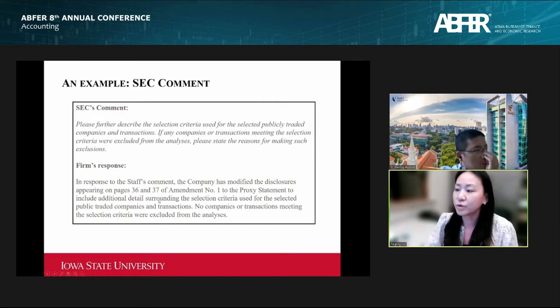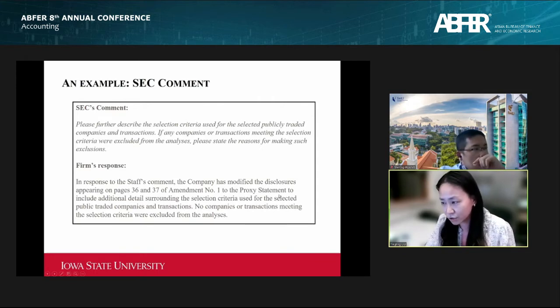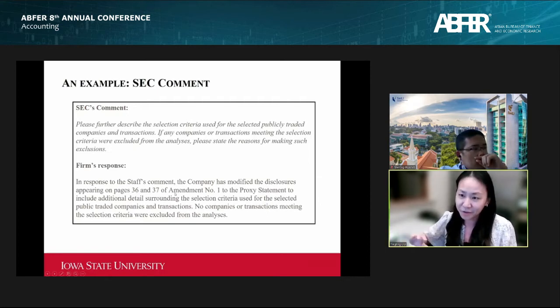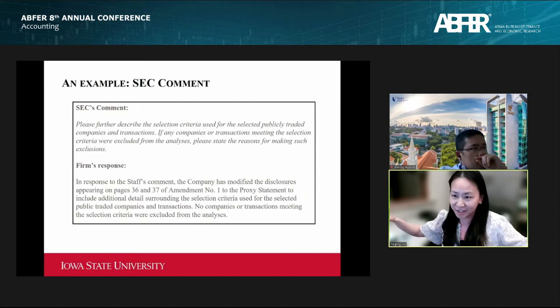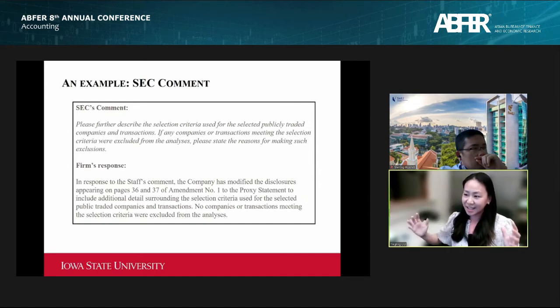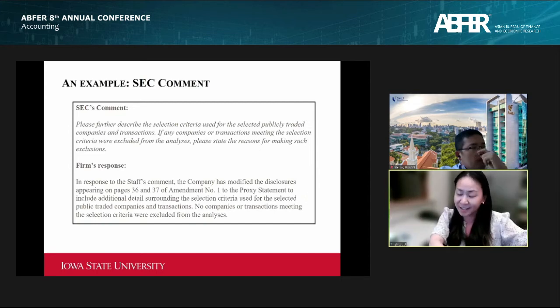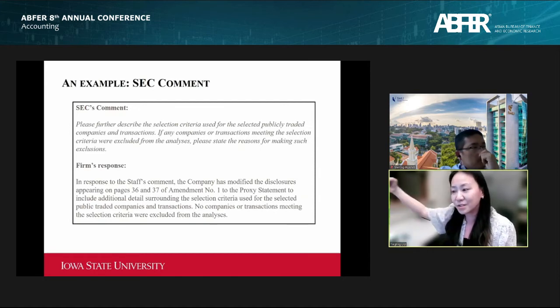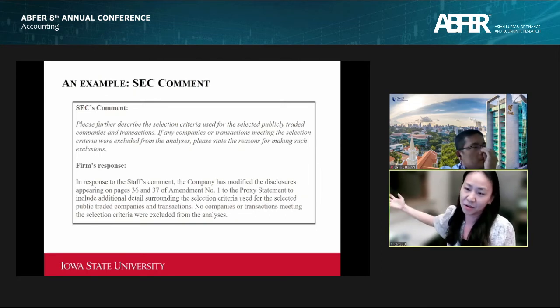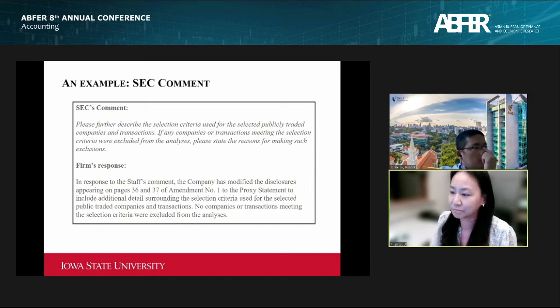So we can see the firm's response: in response to the staff's comments, the company has modified the disclosure on pages 36 and 37. So in terms of our review process, we prepare a response to the referee, and we also prepare a revised draft. What investors can see is this revised draft, disclosed publicly as an amendment filing. But the response to the SEC comment, the reviewer's comment, has to be disclosed after the deal is completed.